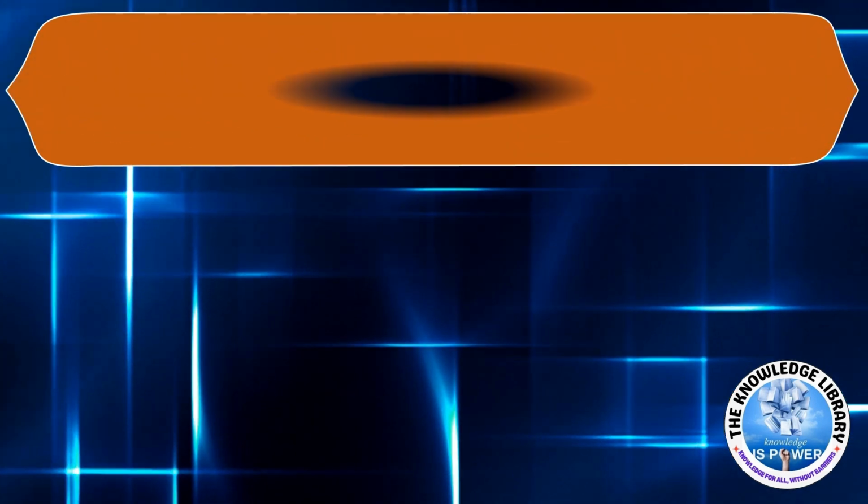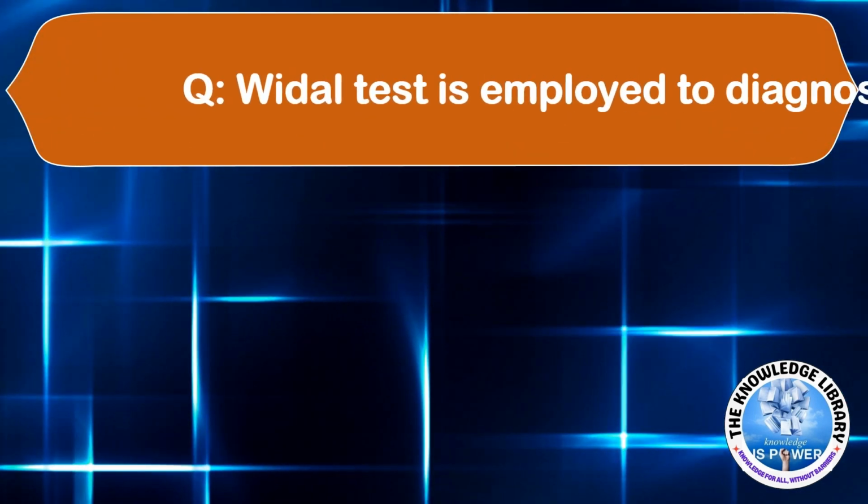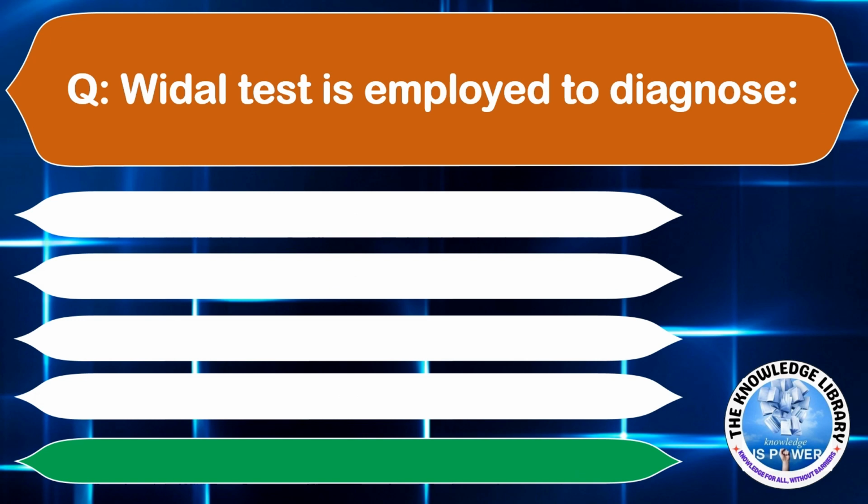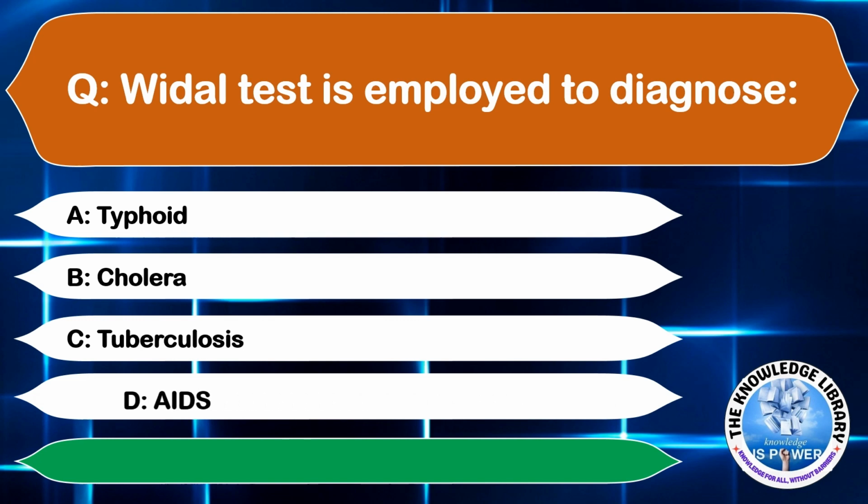The next question is, viral test is employed to diagnose A. Typhoid. B. Cholera. C. Tuberculosis. Or D. AIDS. The correct answer is option A, typhoid.